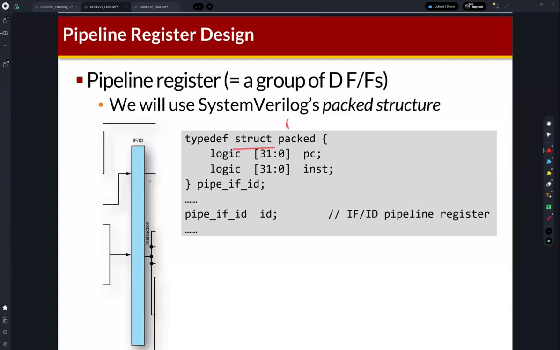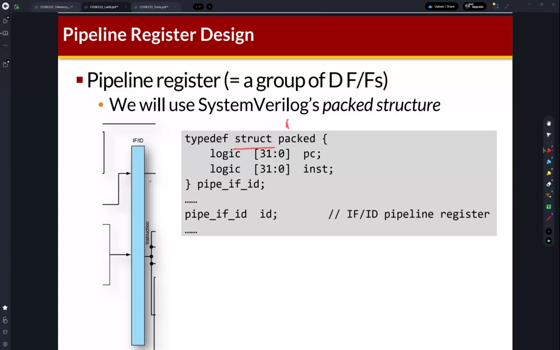C? We can group multiple variables, right? And then we can define a new variable type using the structure in C or C++, right? It's the same in SystemVerilog. SystemVerilog provides the packed structure. It means multiple variables. In SystemVerilog, we just use large variables like this. So we can just group multiple variables in one data type, one structure type.